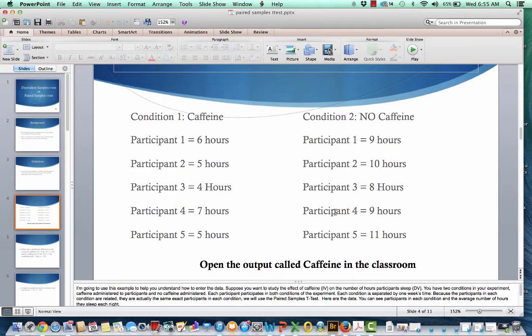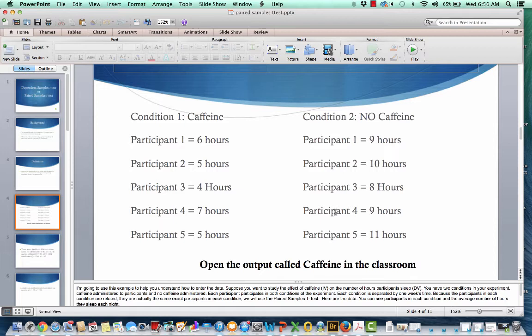This is the example. The example is caffeine versus no caffeine and how many hours are slept. So those are your variables. You have caffeine on one side and no caffeine on the other. This is not a pre-test, post-test. This is comparing 2 different variables. The hours of sleep are noted here under the participants. At this point, you need to open the output called caffeine. It can also be named example.